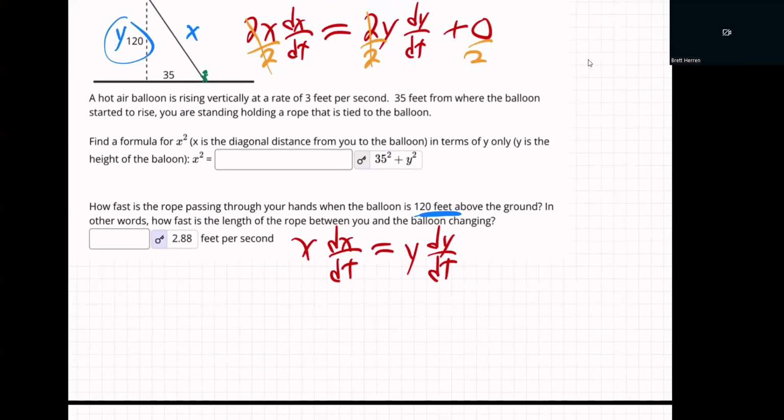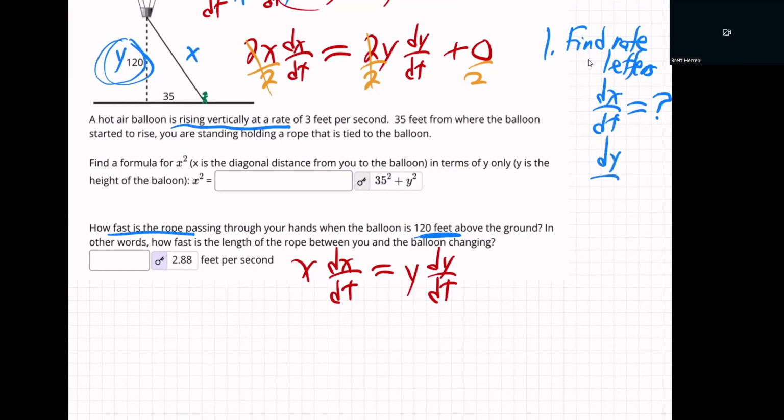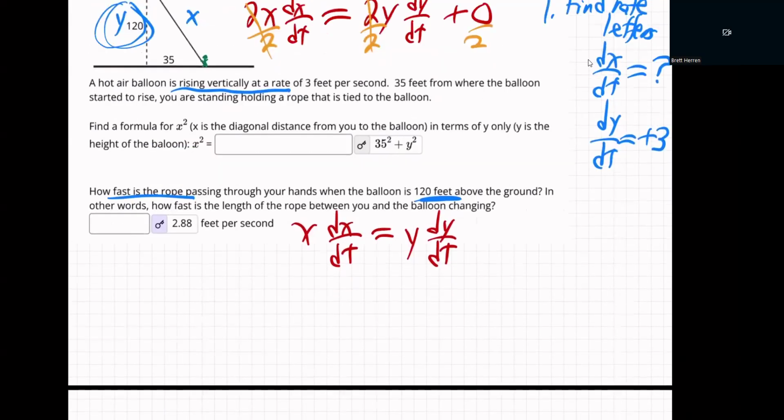So you don't plug in until after the derivative. You remember the steps. Step one, find the rate letters. So what are the rates? How fast is the rope moving? That's dx/dt. They're asking for that. And the other, it says the balloon is rising vertically. That's dy/dt, and that's going up 3 because it's rising. So y is getting longer. The height of the balloon is getting larger, going up 3 feet every second. So yeah, those are my rate letters.